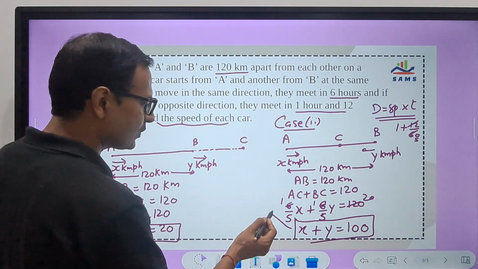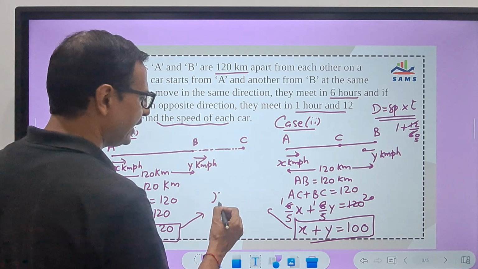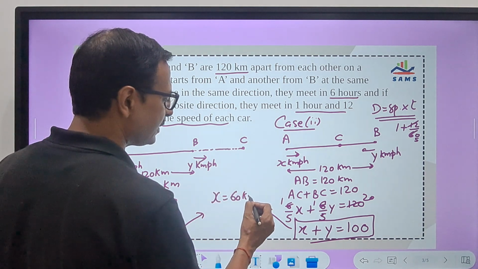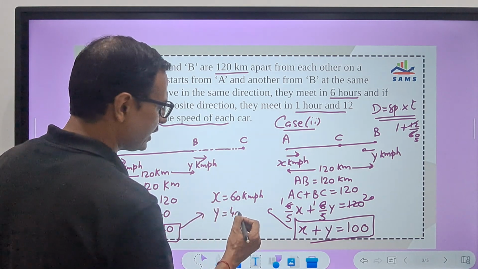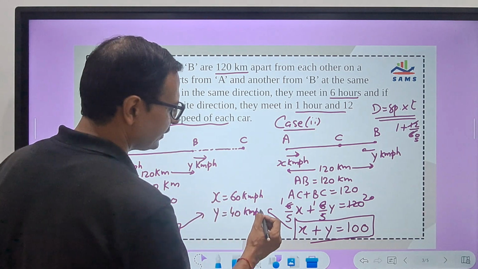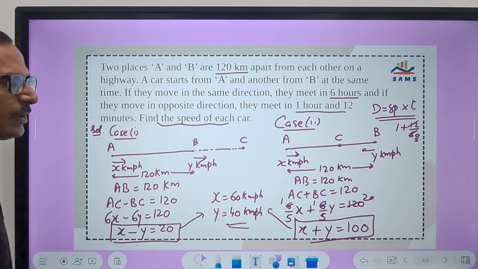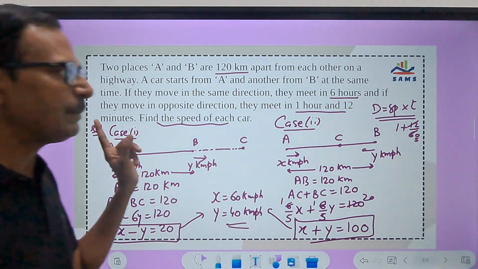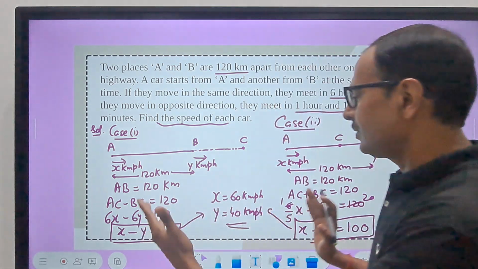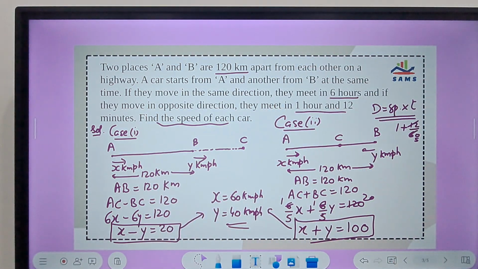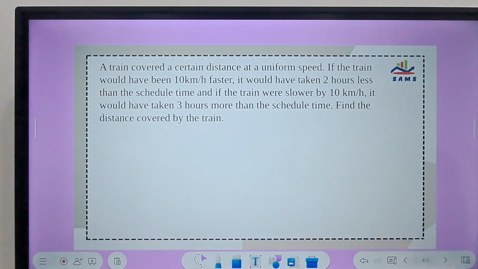So you saw these two equations. I am not going to do it here. X is 60 kmph, that is the speed of the first car which starts from A, and y is 40 kmph, which is the speed of the second car which starts from B. Very, very important question for board exams, and I am sure this is the simplest method of solving this particular question. Likewise, we have another question in which we have the speed and time concept.